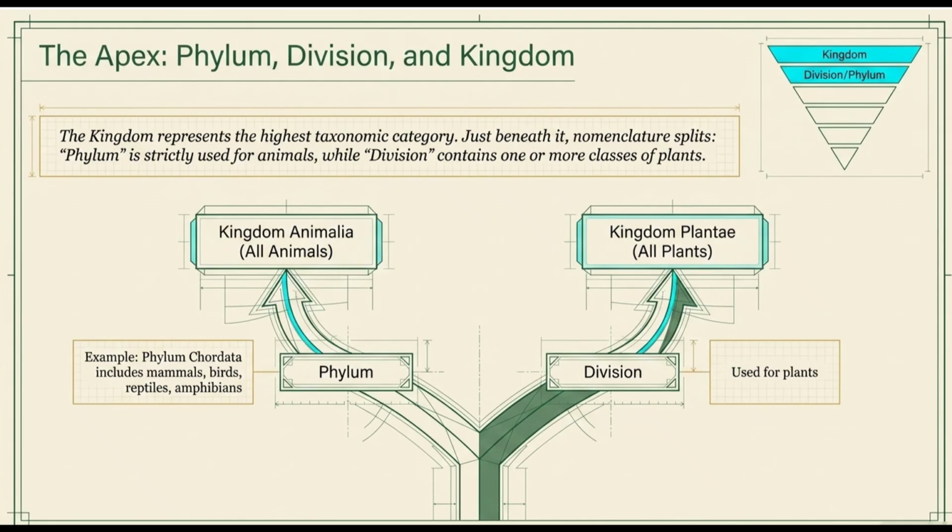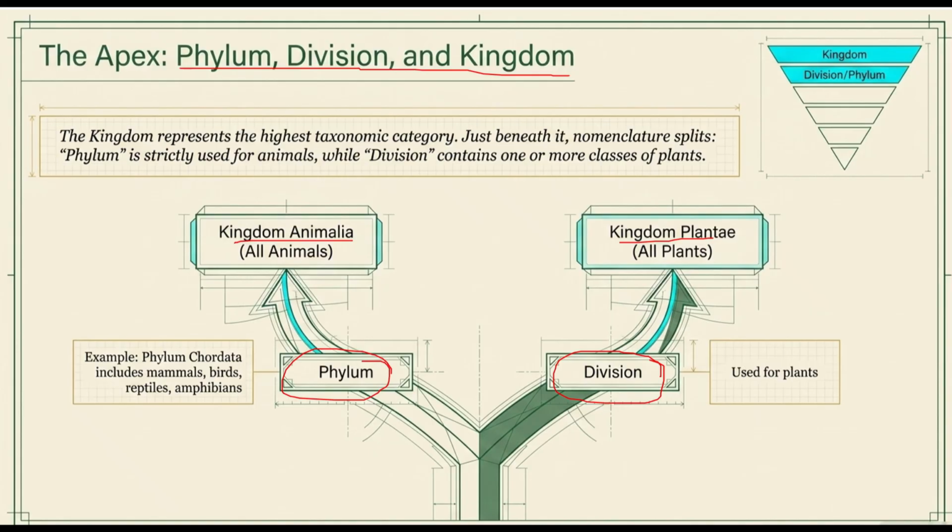Now let's see what is phylum, division, and kingdom. Okay. So what is division and phylum? We can use division or phylum, right? So the term division is used for plants, while phylum is used for animals. So whenever you are mentioning the kingdom Animalia, that is for all animals, we'll be using the term phylum. And whenever you are explaining the kingdom Plantae, that is for all plants, we'll be using the term division. Okay.